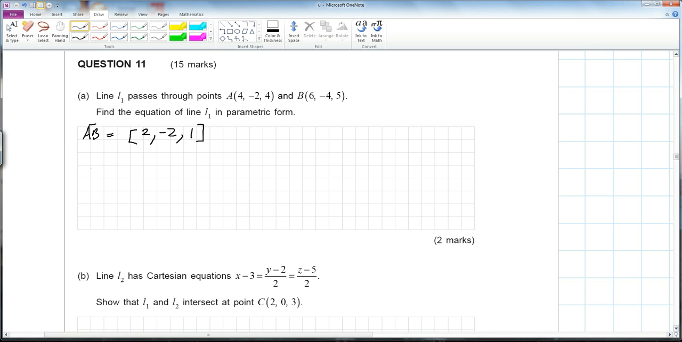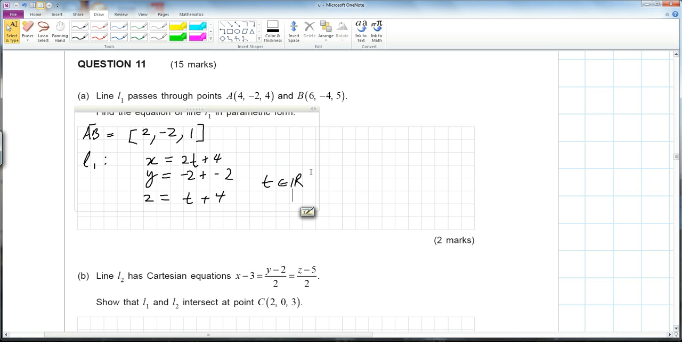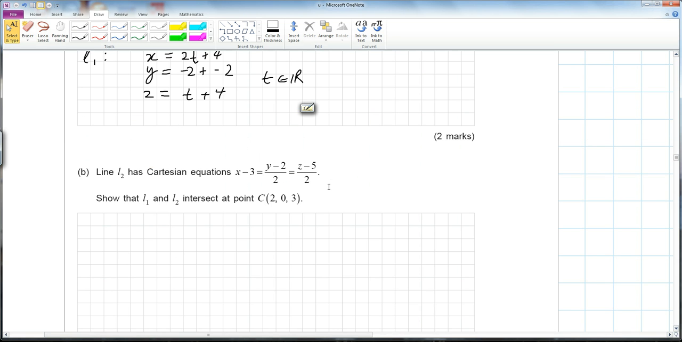So the equation of the line, we've got x is going to equal 2t, this becomes the coefficient of the parameter, and then for the constant we can choose either of these points, so we'll choose point A. Y is going to equal minus 2t, take 2, and z is going to equal t plus 4, where t ranges over the real numbers.